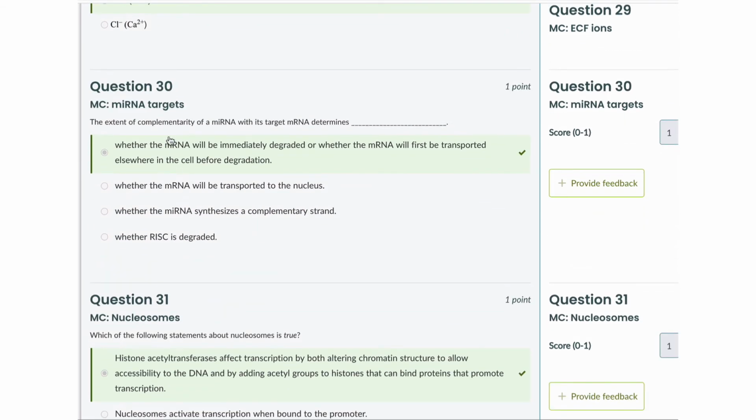Question 30. MicroRNAs. The extent of complementarity of a microRNA with its target mRNA determines whether the mRNA will be immediately degraded or whether the mRNA will first be transported elsewhere in the cell before degradation. If there's a really high fidelity match, it's most likely going to have an extensive binding and double-stranded region and degrade it quickly. If it only has minimal match, typically it takes time before the mRNA actually gets degraded, and so it's first transported elsewhere before degradation.